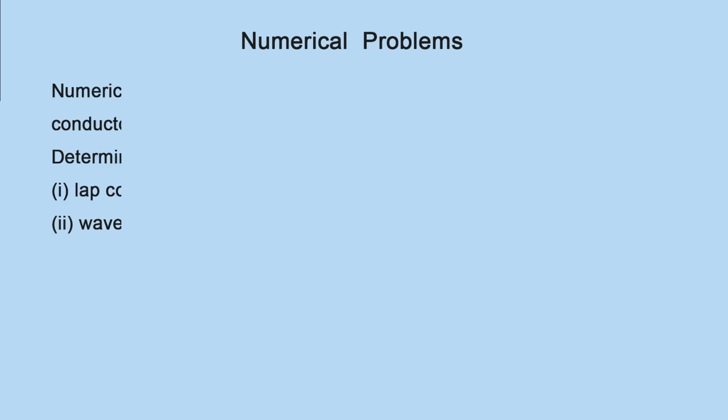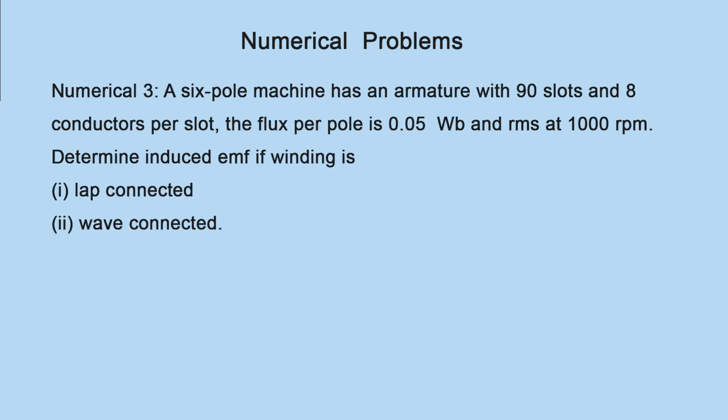Now let us see the next problem, which states that a 6-pole machine has an armature with 90 slots and 8 conductors per slot. The flux per pole is 0.05 Weber and the speed is 1000 RPM. We have to determine the induced EMF in the winding when it is connected lap wound and when it is connected wave wound. So there are two different cases where we have to find the value of induced EMF. Let us take the first case, when the machine is connected in the lap wound configuration.